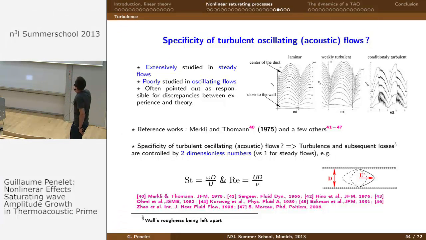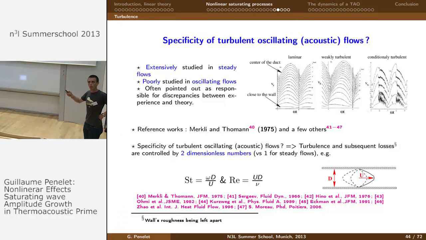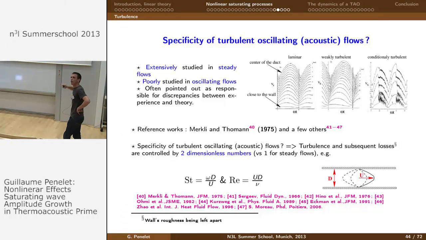These graphs come from hot wire measurements made by Ohmi, and they show that at low amplitudes we have, say, a laminar description of the flow, but if we increase the amplitude, we can observe some erratic motion of the fluid during the deceleration phase. So we may have some losses due to this.